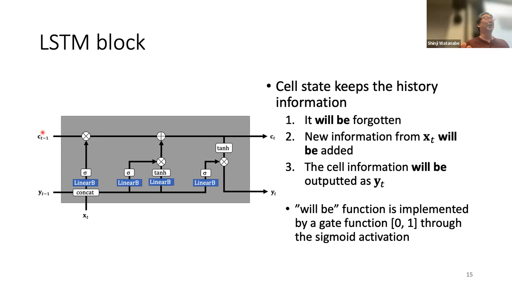And then new information comes, and if it is very important to memorize, we can store this information in the cell. And if this memory information is important to output for our prediction, we will use the cell information to output it. However, we are not sure whether this information can be forgotten, and we are not sure whether this information is important to be passed to the output. So this uncertainty is represented by the gating function.